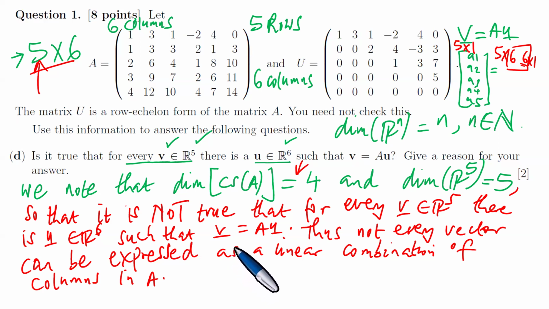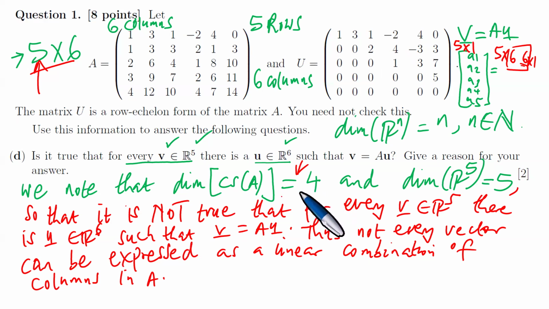Okay, so this is what we're saying. Thus, not every vector can be expressed as a linear combination of the columns in A. Because we are asking, can every vector V be written as a linear combination of the columns in A? Obviously not, because the dimension of the column space is less than 6.